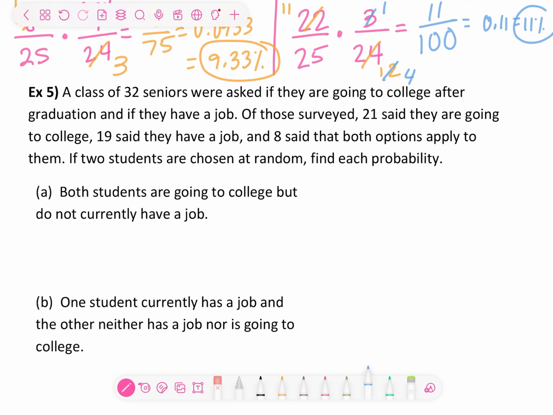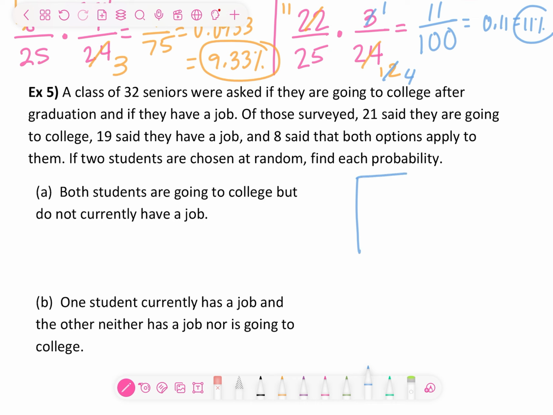Okay, so in this case, this is dependent again, and that's because once you choose a student, they're kind of put to the side. You've already chosen that student, so that student cannot be counted in the total after that. Now, whenever we get a scenario like this, I always recommend we do a Venn diagram.